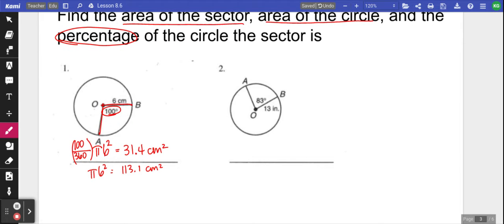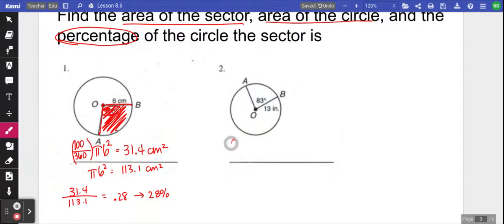Now it asked me for the percentage of the circle that the sector is. So if I want to do a percentage, I need to divide my sector out of my circle. 31.4 divided by 113.1 gives me 0.28. And I'm going to change that into a percentage by moving the decimal place 2 places to the right, and so it is 28%. So 28% of this circle is covered by this sector.